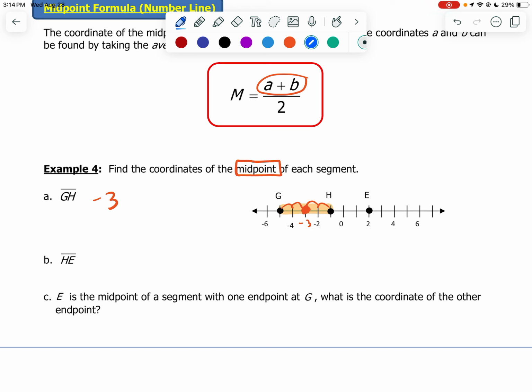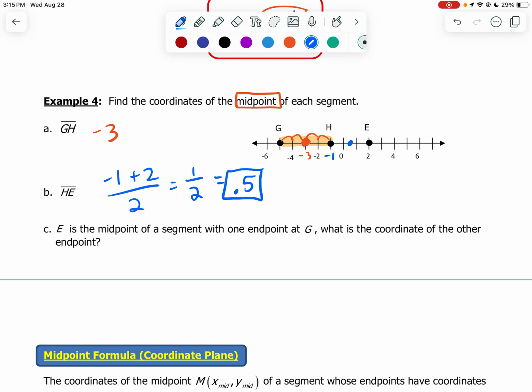So like HE, 1, 1. Oh, I don't really know what's in the middle right there. So you could use that formula. So H would be on -1, E's on 2. So if you add those together and divide it by 2, -1 plus 2 is 1. 1 divided by 2 is a half. Okay, 1 divided by 2 is 0.5. So that's the midpoint of those two. Okay.